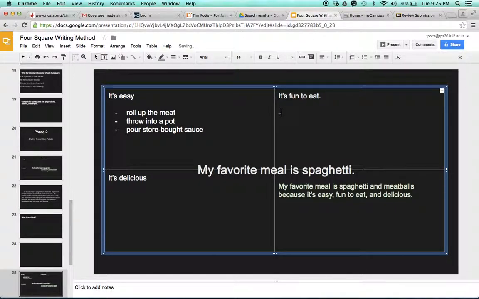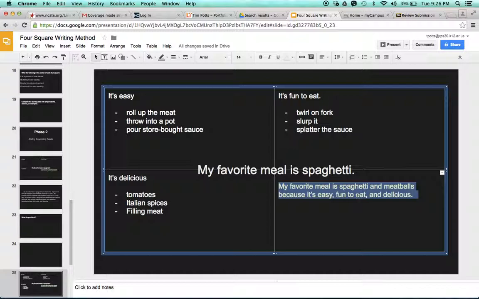It's fun to eat. Why? Well, you can twirl it on your fork. You can slurp it. You can splatter the sauce. It's delicious. Why? Tomatoes. Italian spices. Filling meat. In other words, the meat makes you feel full when you're done. And then, as you can see, you do nothing to your wrap-up sentence. It just stays there as it was. So all I've done at this stage is add justifications to my reasons and claims. In other words, I gave specific reasons why it's easy, why it's fun to eat, and why it's delicious.